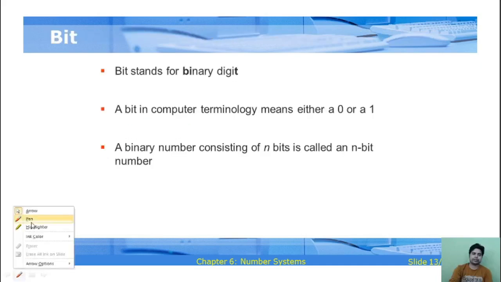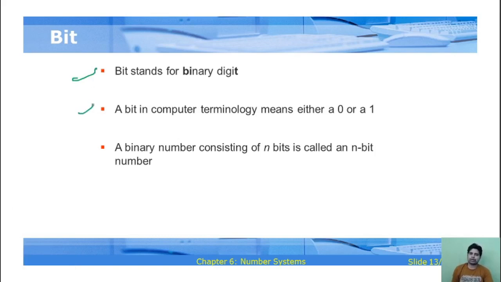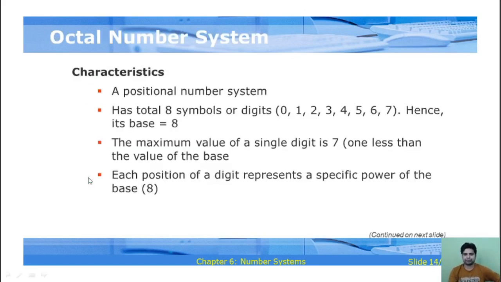Now this is the bit. Bit stands for binary digit. A bit in computer terminology means either 0 or 1. A binary number consisting of n bits is called an n-bit number.